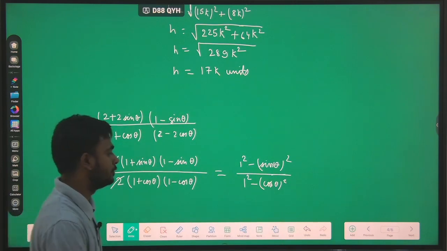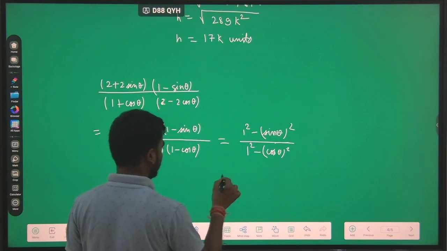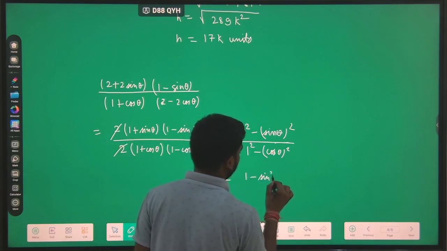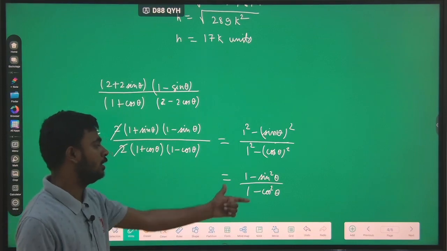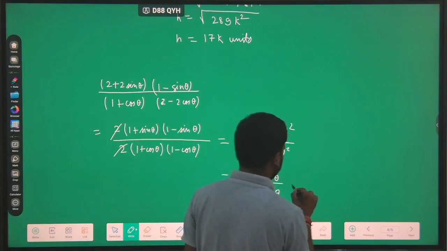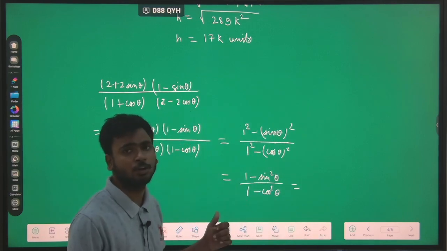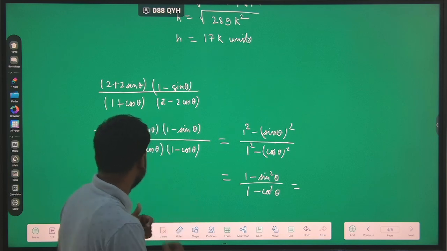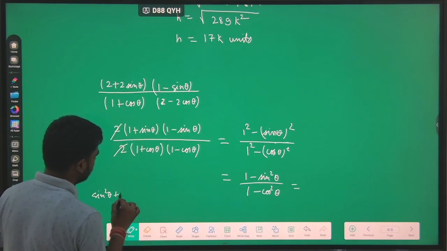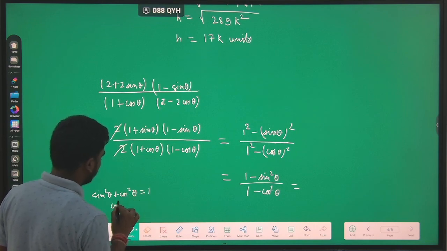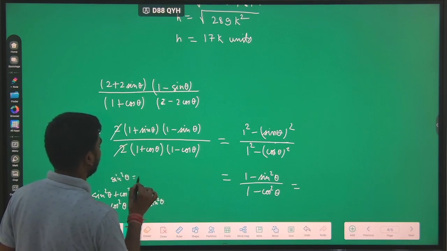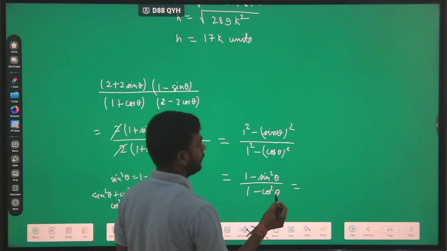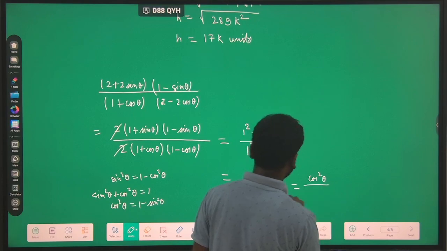Okay. So, what we are getting is 1 minus sin square theta whole divided with 1 minus cos square theta. So, we know that sin square theta plus cos square theta is equal to 1. So, we can say that cos square theta is 1 minus sin square theta. Similarly, sin square theta is 1 minus cos square theta. So, 1 minus sin square theta will be cos square theta and 1 minus cos square theta will be sin square theta.